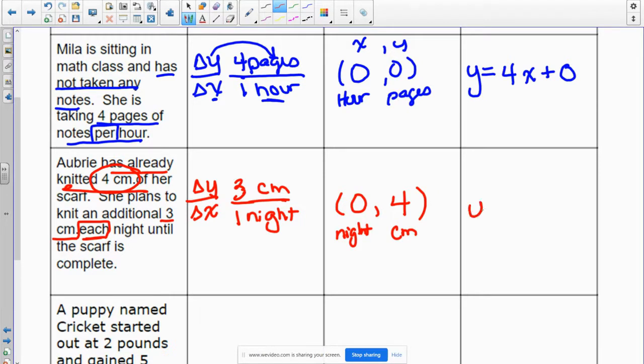So we're going to make that equation y equals, my slope is 3 centimeters a night, so I'm just going to write that as 3. The value of x, so I can figure out how many centimeters she has after so many nights, and then she has already knitted the 4, so my y-intercept is 4.